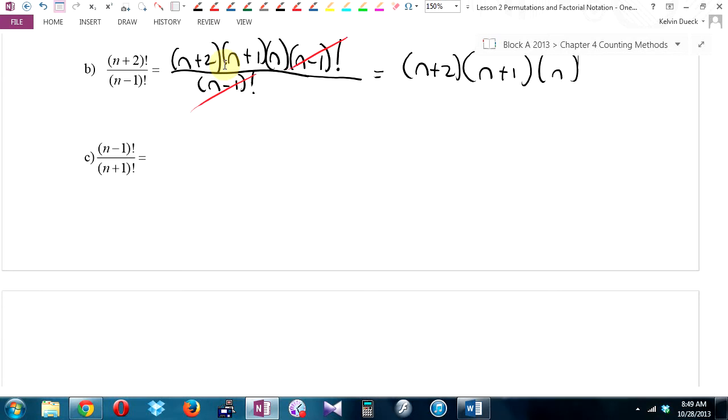It says right without the factorial symbol. They've given me a fraction. Which one's bigger, top or bottom? The bottom this time. Definitely n plus 1 is bigger than n minus 1. So let's rewrite the top.